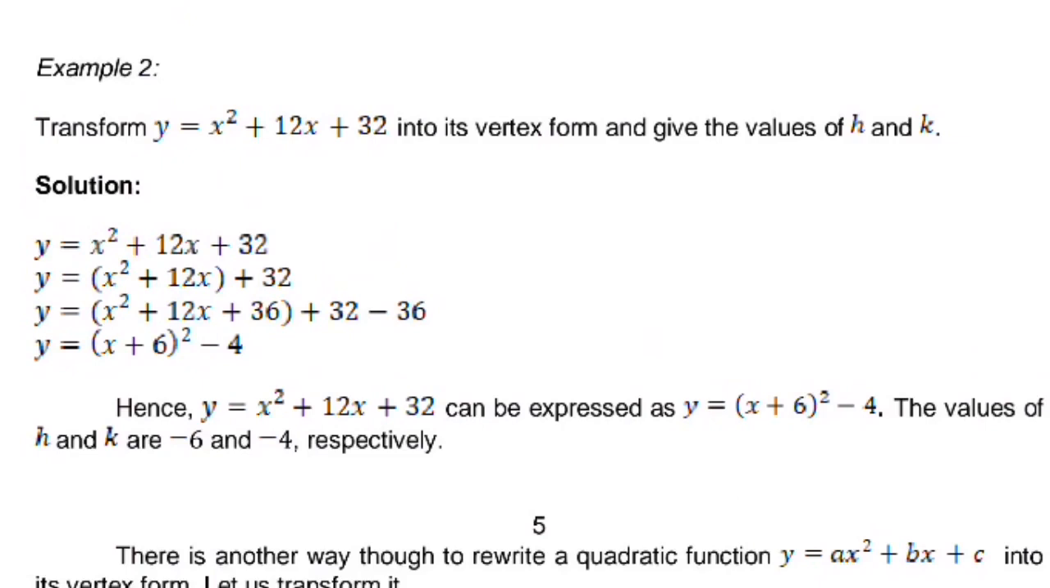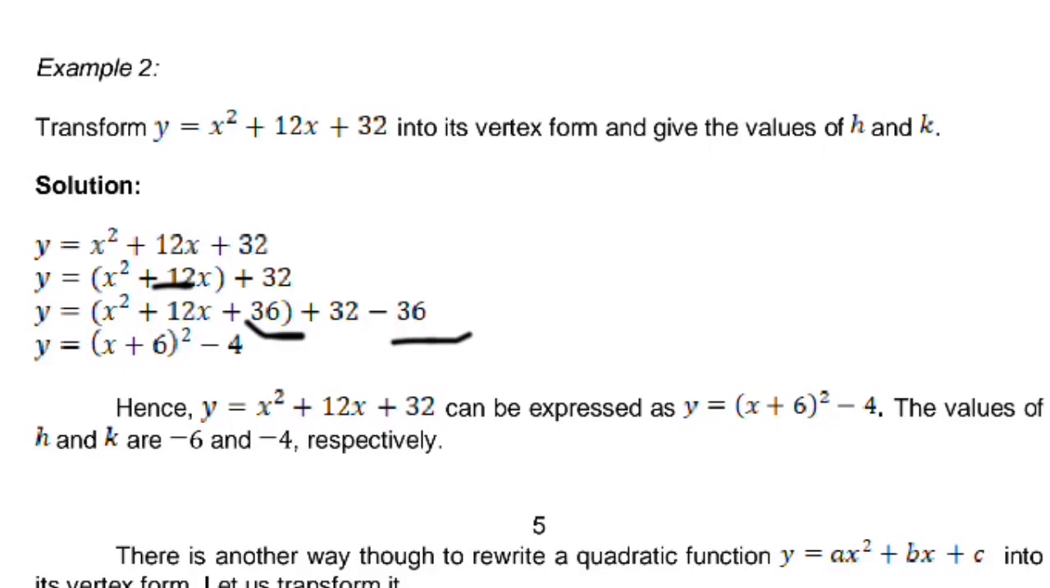The next step is to add to x squared plus 12x the square of 1/2 the numerical coefficient of x. The numerical coefficient of x here is 12. Half of 12 is 6, and 6 squared is 36. So we have x squared plus 12x plus 36, then plus 32, then minus 36. Since the value of a here is 1, 1 times 36 is 36.